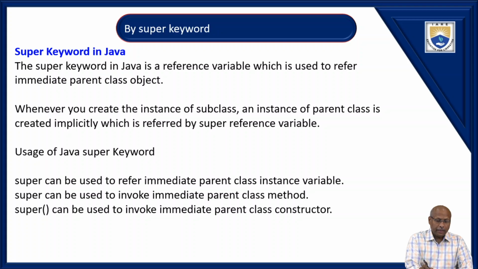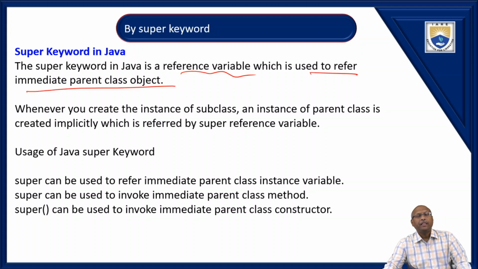Now the super keyword in Java is a reference variable which is used to refer to the immediate parent class object. Generally in inheritance-based programs, because in inheritance you will have multiple classes, parent class and child class, whenever the child wants to refer to the parent's data directly, there you can use the super keyword.